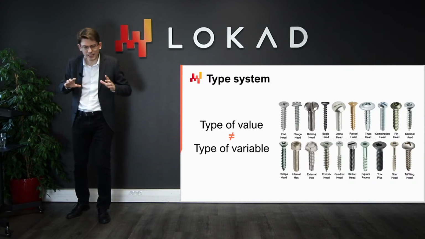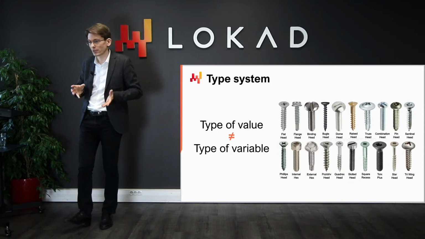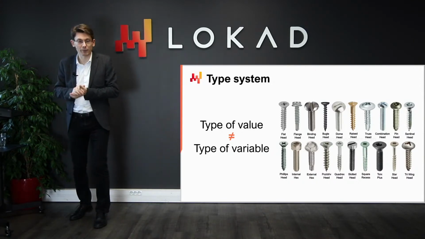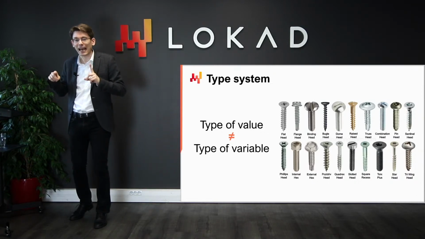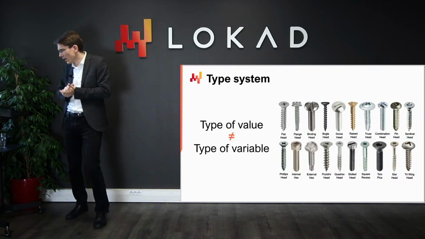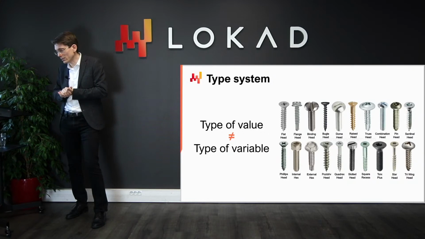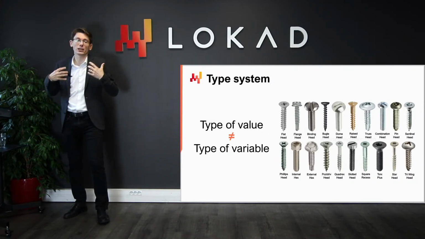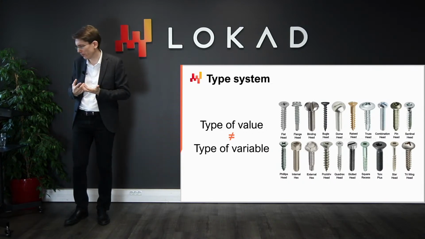Now, there is the second kind of type, which is the type of variables. That is something that only exists at compile time, while the program is being compiled and it's not running yet. And the challenge with the type of variables is to be able to extract as much information as possible about those variables at compile time.